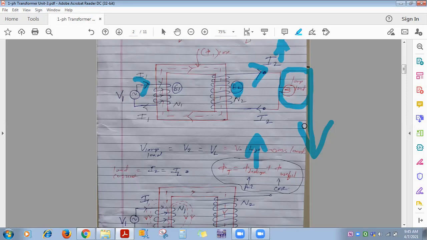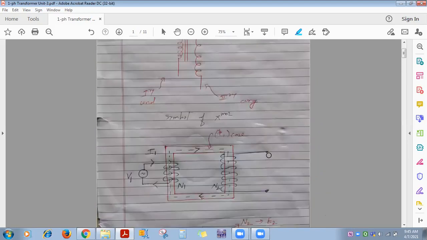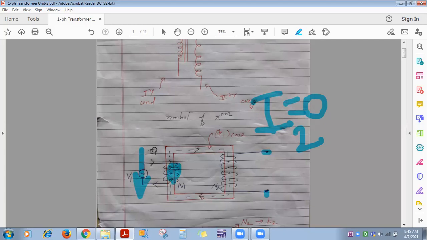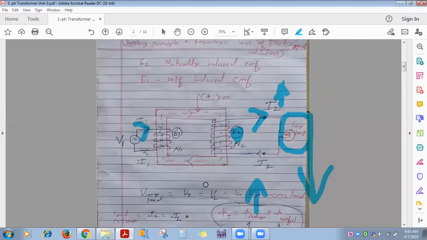What does it mean? When there is no load on the transformer, I2 is 0. Just now we have seen, at no load, I2 is 0, because the secondary is open. So I2 is 0 at no load. And what about I1 at no load? Minimum or maximum? It is minimum. R1 is also small, which means the I1 R1 drop at no load will be minimum or very little, and that's why you can neglect that drop at no load.